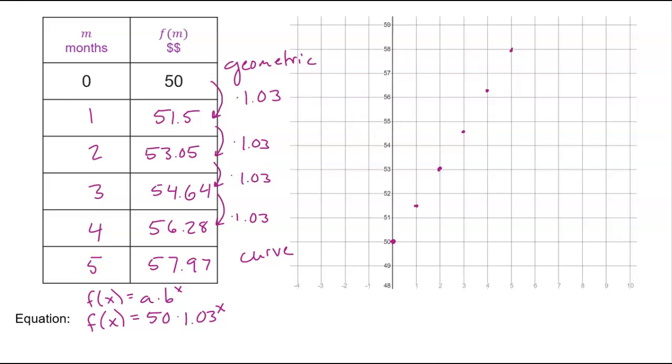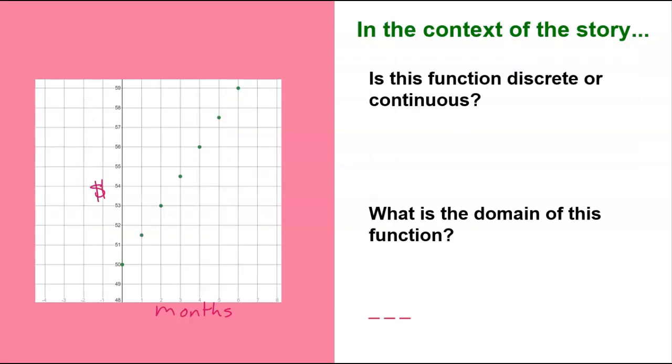We're going to ask the same questions we asked before, but we're going to ask them in a different way now. Is this function discrete or continuous? What do those words mean? So discrete meant that the line in between didn't make sense. Does this point in between make sense?